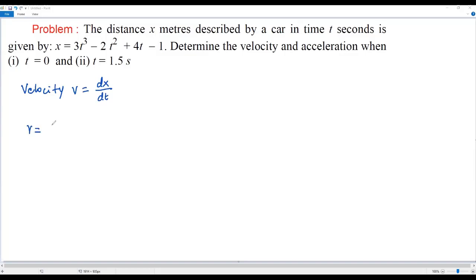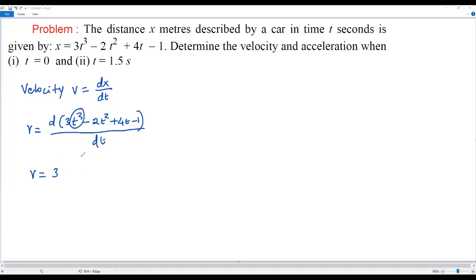So v equals d of, and for x we have 3t cube negative 2t square positive 4t negative 1. We can plug that in for x over here, then we get d of 3t cube negative 2t square positive 4t negative 1 over dt. Now we have to find the derivative of this expression with respect to t. So here 3 is a constant multiplied by the variable. When I find the derivative, if a constant is multiplied by the variable, I keep the constant as it is and find the derivative of the variable part.